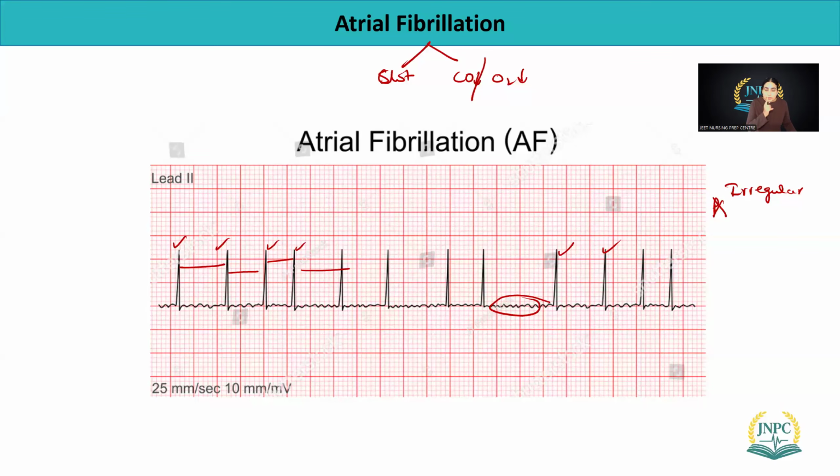And if you have to calculate the rate, what will be the rate? Look at that. R 1, 2, 3, 4, 5, 6, 7, 8, 9, 10, 11, 12. So 12 into 10, because we cannot locate the atrium. So that's why now we will use this formula. So 120, which is high. So in atrial fibrillation, you will see the ventricles are contracting very fast, but irregular. Majority of the time, AFib rate is going to be high.